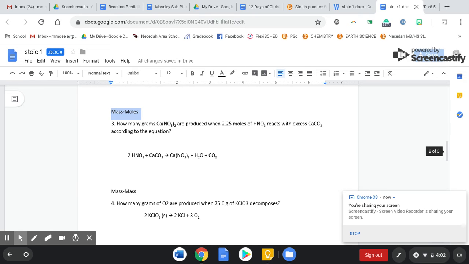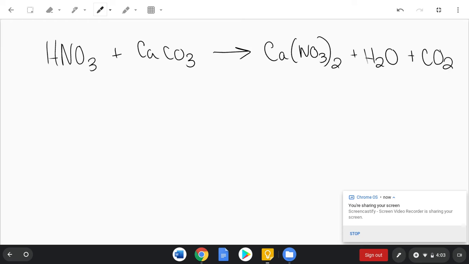All right, our next problem talks about how many grams of calcium nitrate are produced from 2.25 moles of HNO3 with excess CaCO3. So excess CaCO3 just means that there's a lot of it, more than we would ever need. It's in excess. So we can just ignore that and focus on what we have.